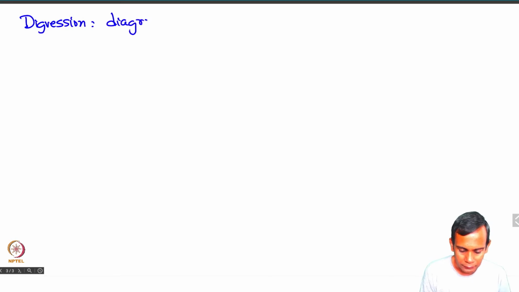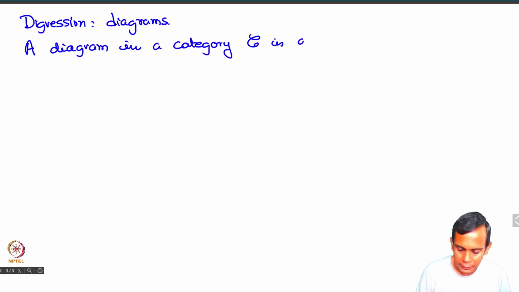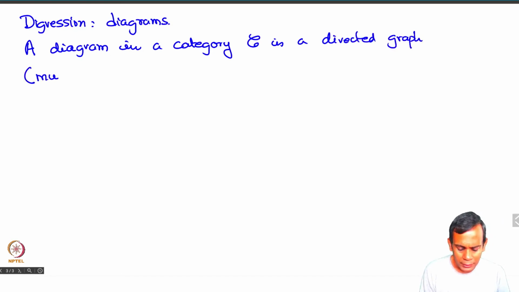Diagrams. So a diagram in a category C is a directed graph. And in this directed graph, multiple edges between nodes are allowed, and multiple loops are also allowed.